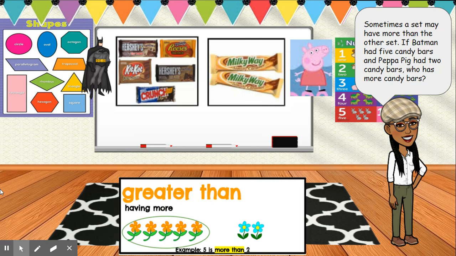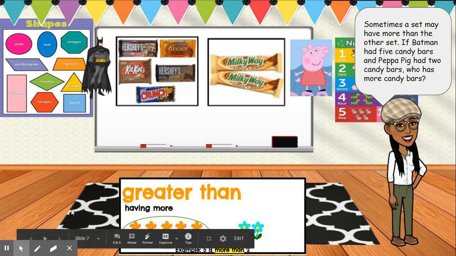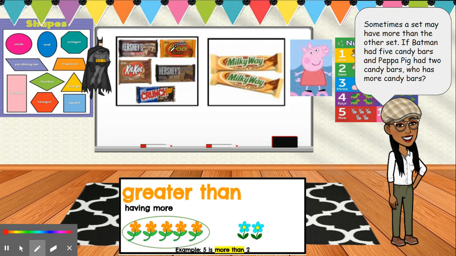All right, so let's try this. Okay. Sometimes a set may have more than the other set. So, for example, if Batman had 5 candy bars and Peppa Pig had 2 candy bars, who has more candy bars? Yes, Batman. Because if we count Batman, 1, 2, 3, 4, 5, we're going to write that here, just like last week. And then we have Peppa Pig's 1, 2. Okay. We know that Batman has more candy bars than Peppa Pig.